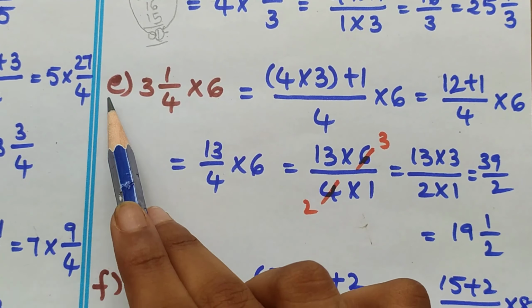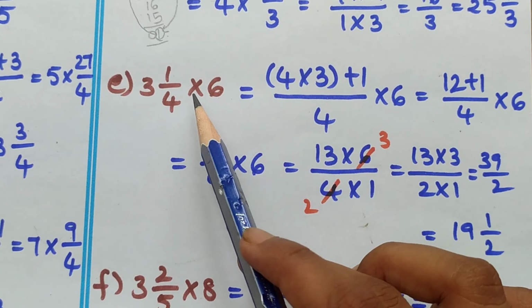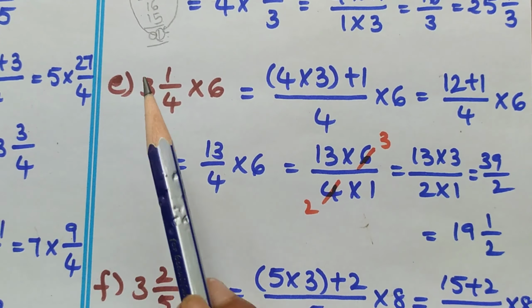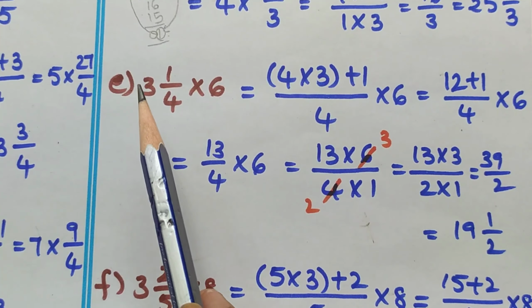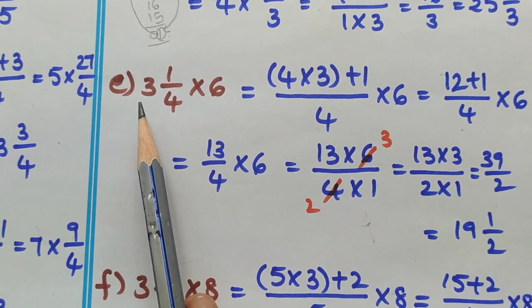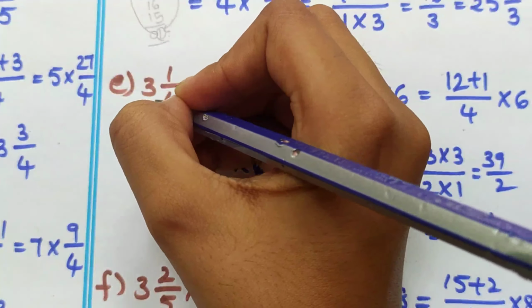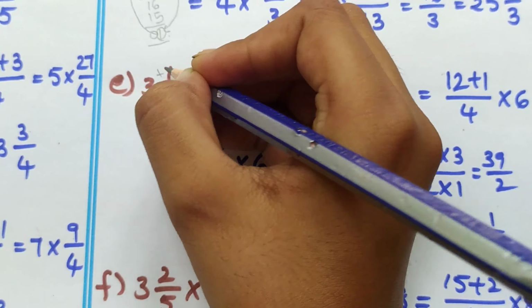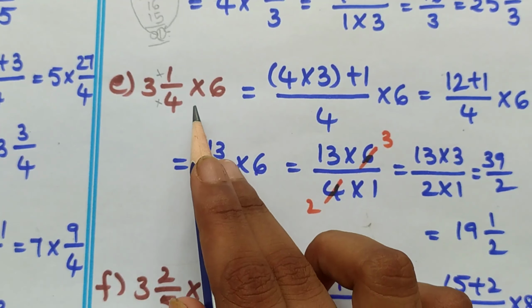Okay friends, this is E bit. 3 1 by 4 into 6. So 3 1 by 4, here is a mixed fraction. Now let's convert this mixed fraction into improper fraction. So 4 into 3 plus 1 by 4. So 4 into 3 plus 1 by 4 into 6.